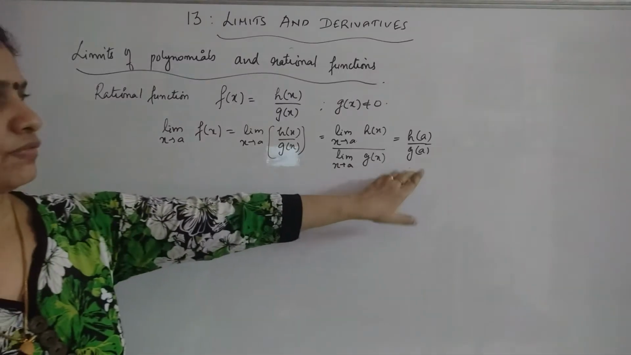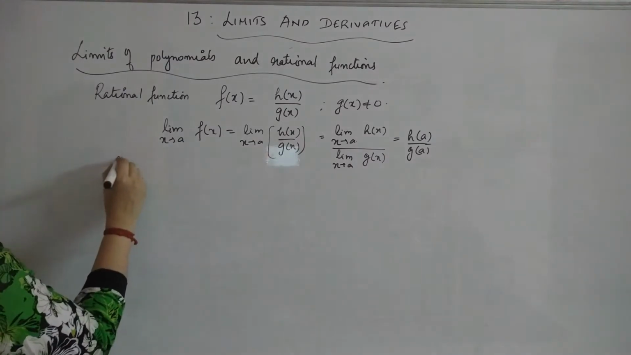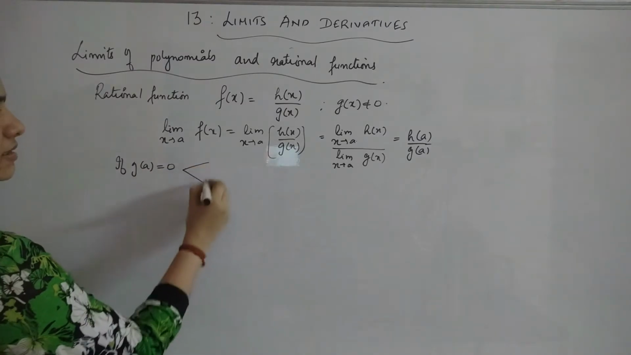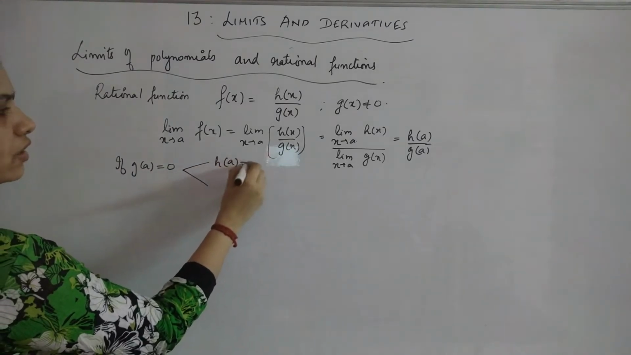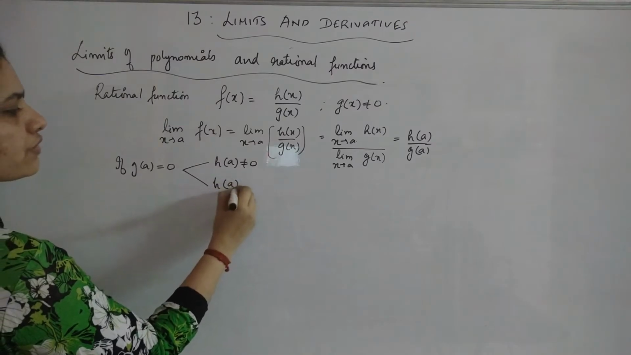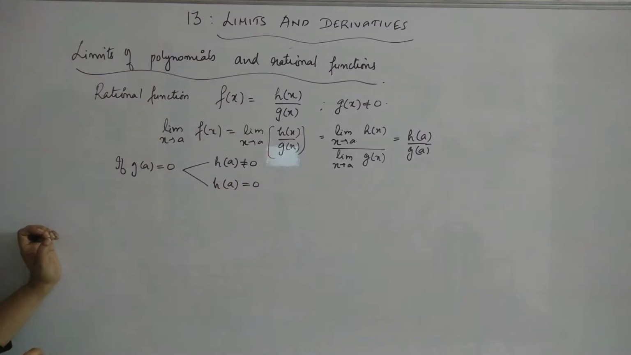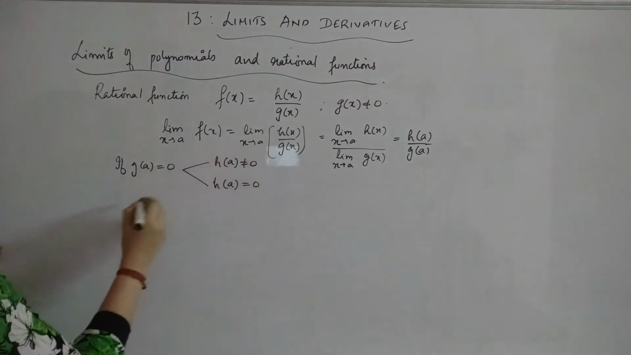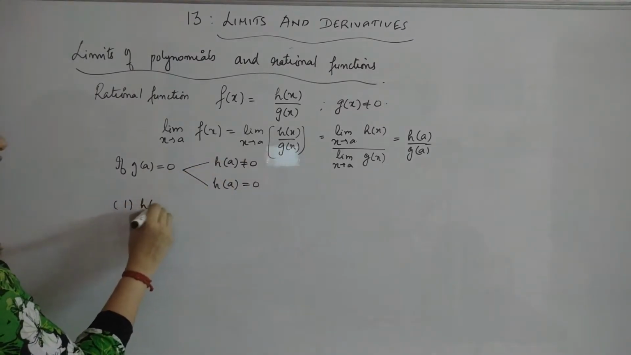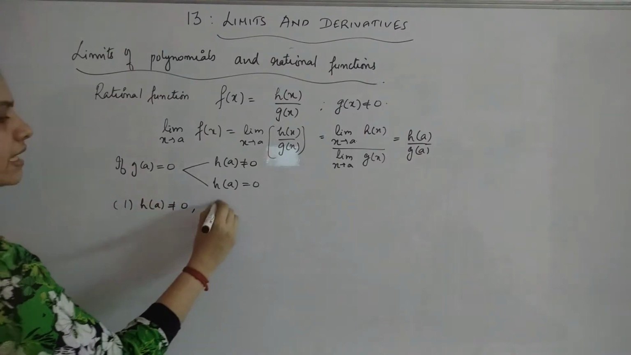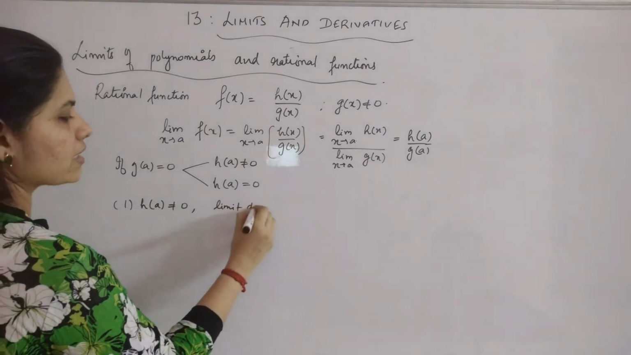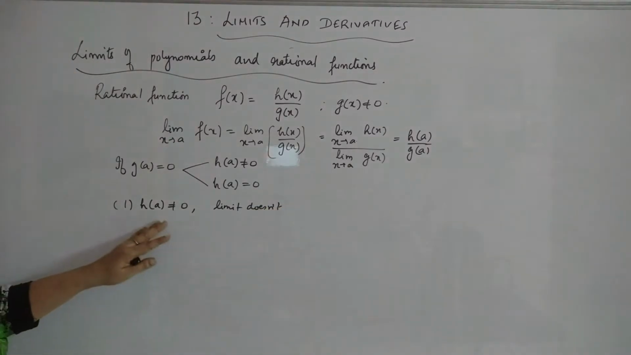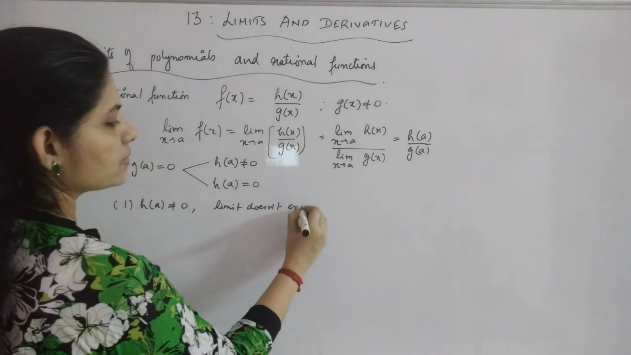Now for this, if the denominator g of a is 0, then you have two cases, that is either h of a is not equal to 0 or h of a is equal to 0. Now suppose h of a is not equal to 0. That is the first case, h of a not equal to 0. Then you will say that the limit does not exist, because the denominator is 0 and the numerator is not equal to 0, so that will give you that the limit does not exist.